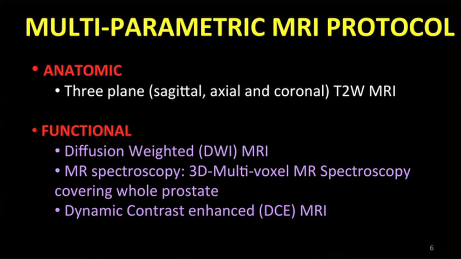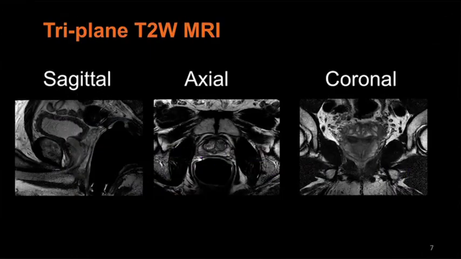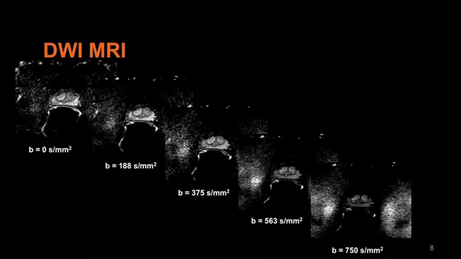Mainly we have anatomical and functional sequences. The anatomical ones are T2-weighted MRIs in 3 planes, and then we have diffusion-weighted MRI, MR spectroscopy, and finally dynamic contrast-enhanced MRI. I'll briefly summarize our protocols. We obtain the T2-weighted MRIs in 3 planes. It is a very high-resolution scan. The in-plane resolution is about 0.3 millimeter by 0.3 millimeter, and these are the backbone of this imaging modality.